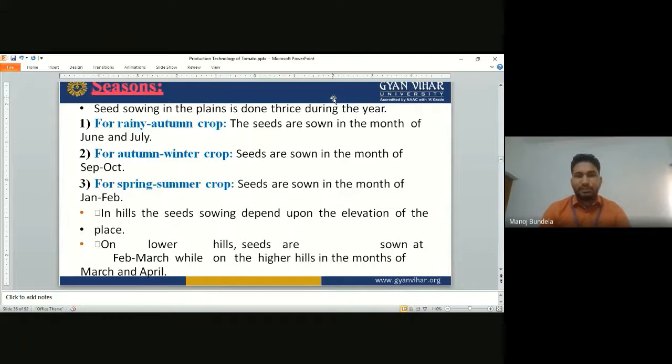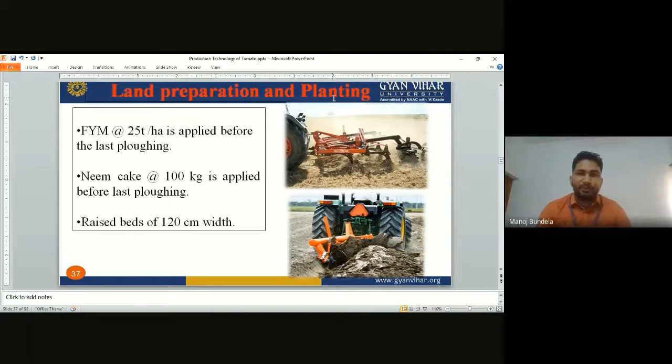In hills, the seed sowing depends upon the elevation of the place. On lower hills, the seeds are sown in February to March, while on the higher hills, in March to April. Because in the higher hills at that time there is snowfall and the temperature is very low, the seeds will not germinate. So in higher hills we have to sow the seeds later, but in lower hills we can sow from February to March and into April. This is the season. Next we will go to land preparation and planting.